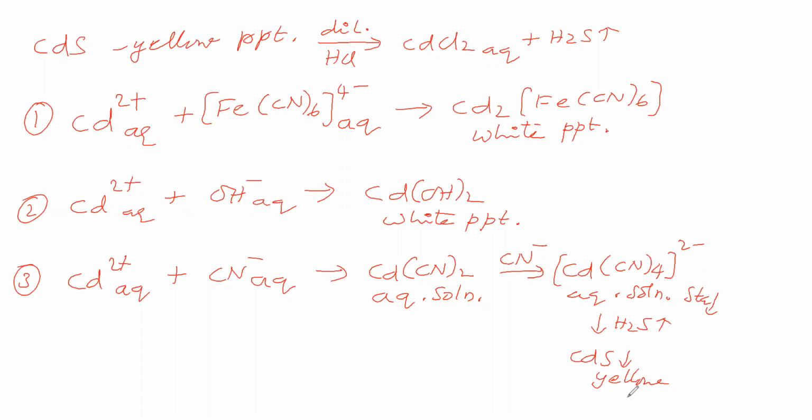Even for copper we have done the same test. Cu2+ with cyanide becomes cuprous. Cuprous gives the complex [Cu(CN)4]3-. That complex has higher stability, so it does not give a precipitate with H2S. Okay, that is the analysis for cadmium. Next we will go for group 3 analysis.